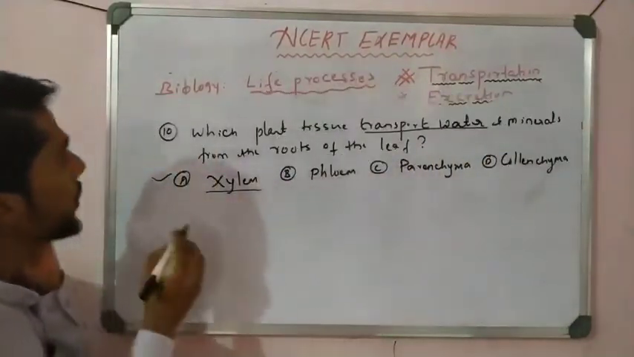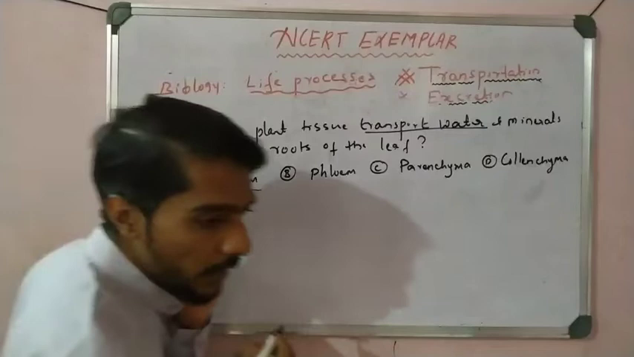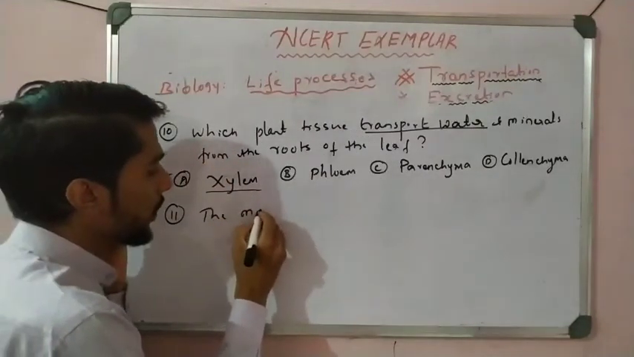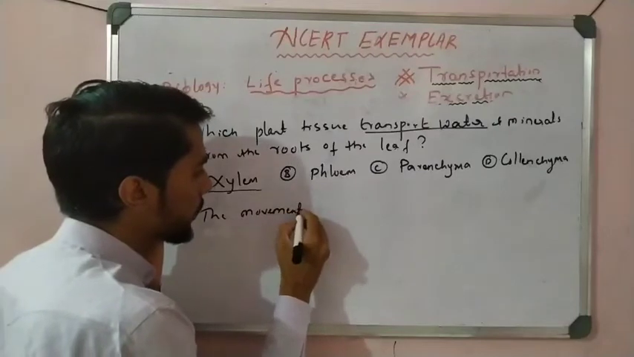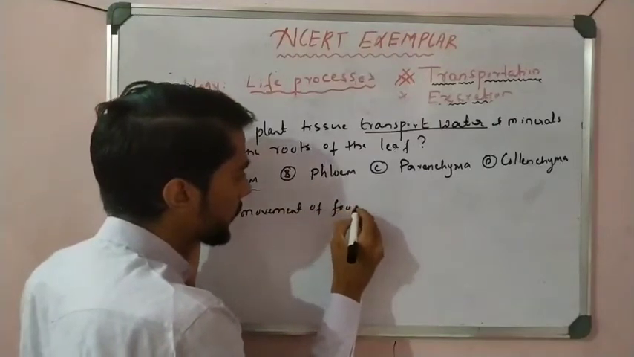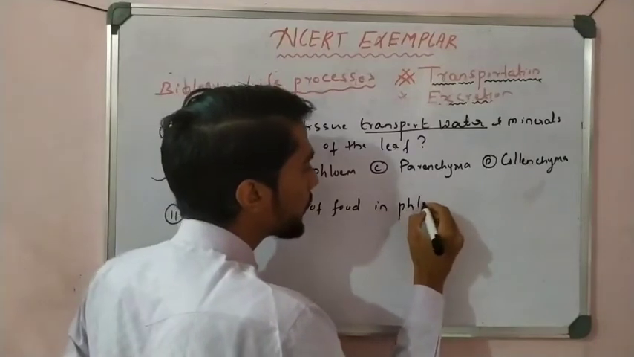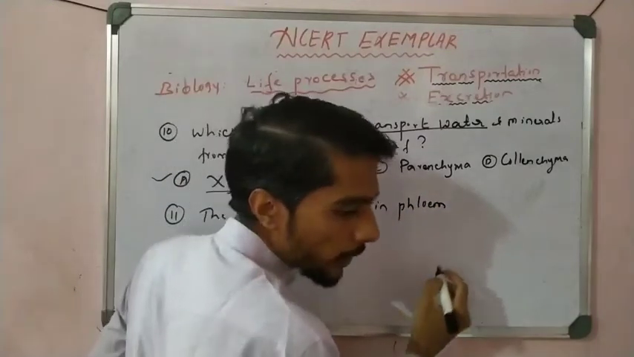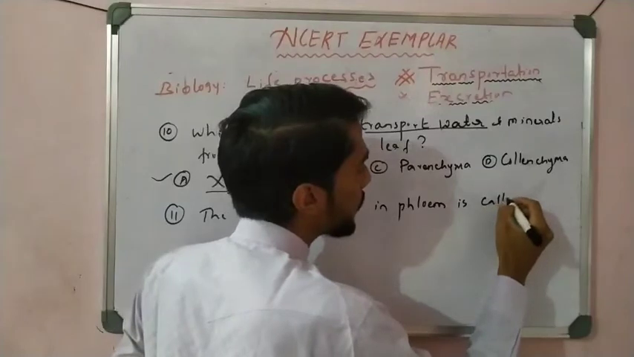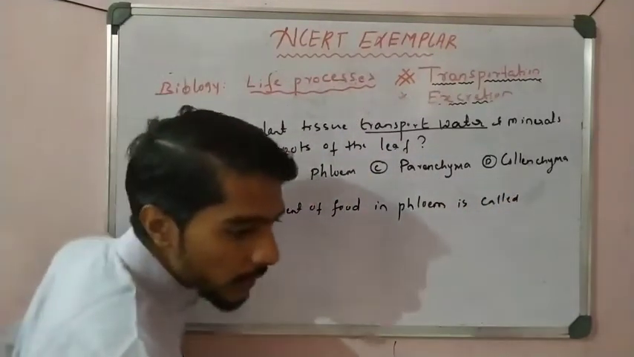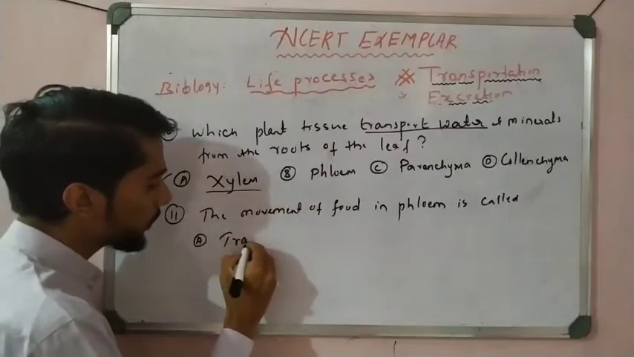So take the next question, question number 11. That is also very important. Write down: the movement of food in phloem is called, a very important definition, option 1, transpiration.